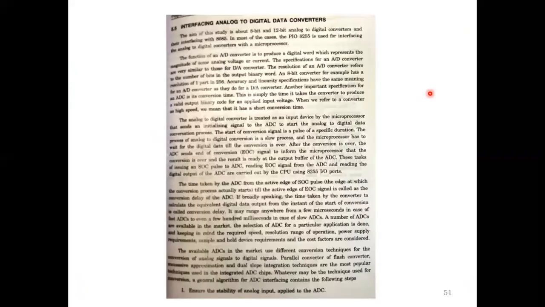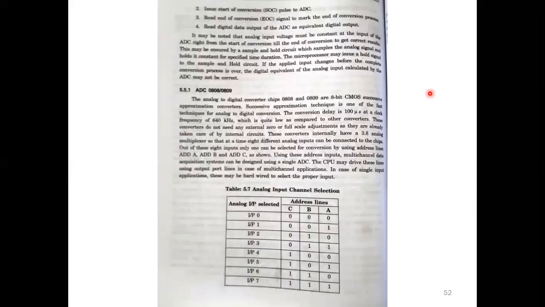First we will see the ADC, that is, interfacing an analog to digital converter. The aim of the study is about 8-bit and 12-bit analog to digital converters and their interfacing with 8085. In most cases, the PPI 8255 is used for interfacing the analog to digital converter with the microprocessor. This is the concept of ADC, that is, we are converting the analog value into digital.